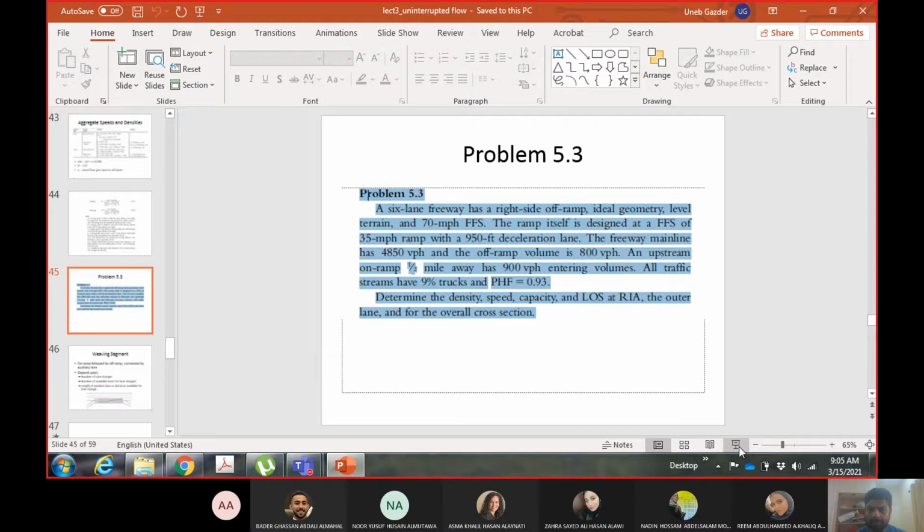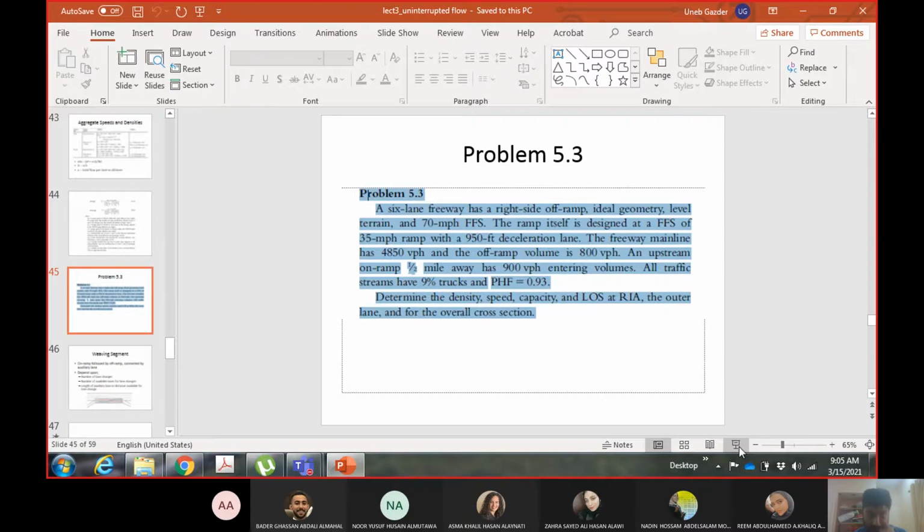It's not mentioned as flow rate, so it's volume. All traffic streams have 9% trucks, and peak hour factor is given. You have to find out the density, speed, capacity, and level of service at the ramp influence area, RIA, meaning ramp influence area, the outer lane, and for the overall cross section.